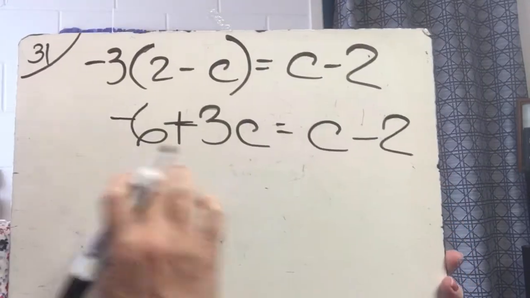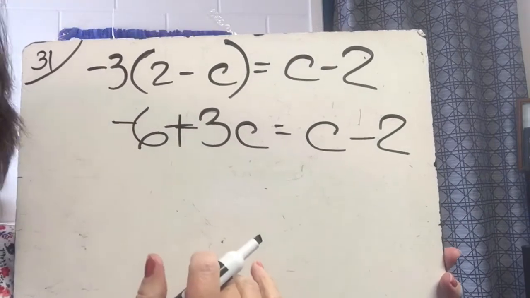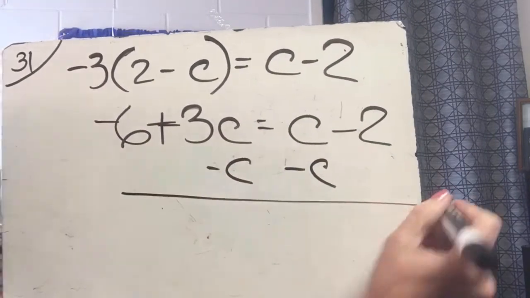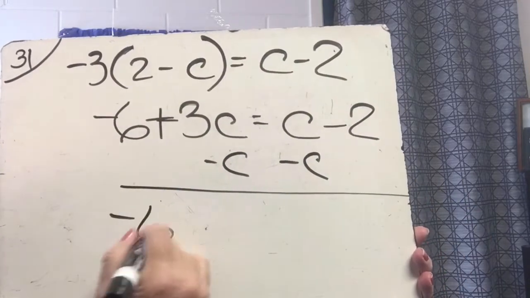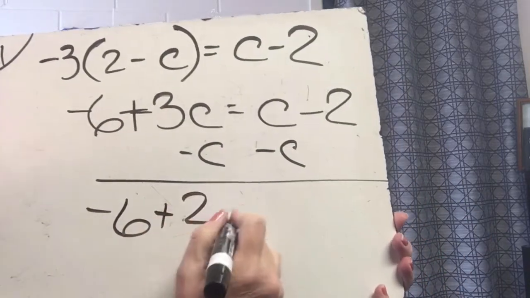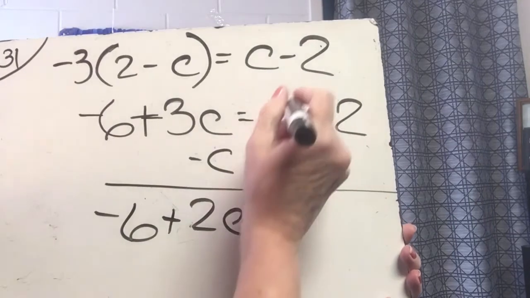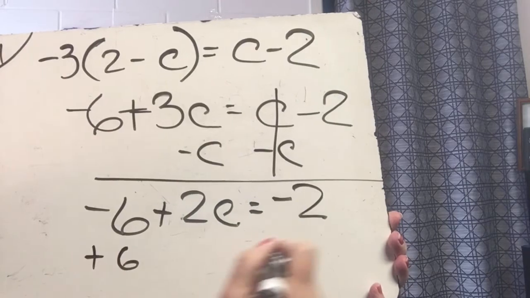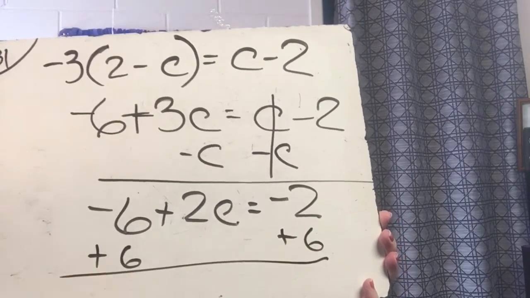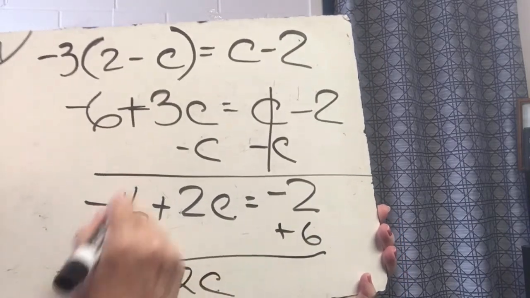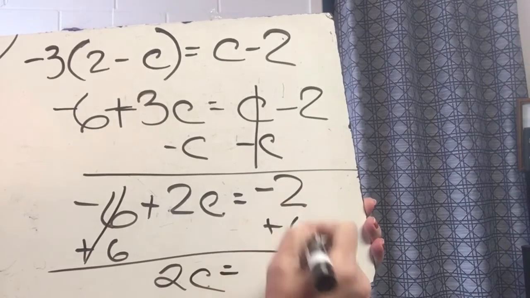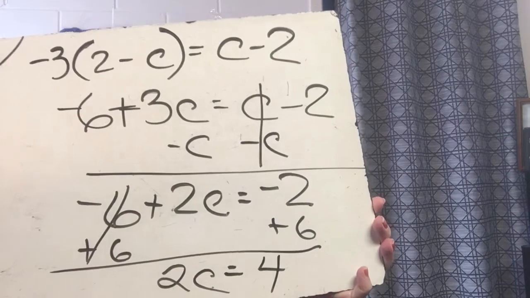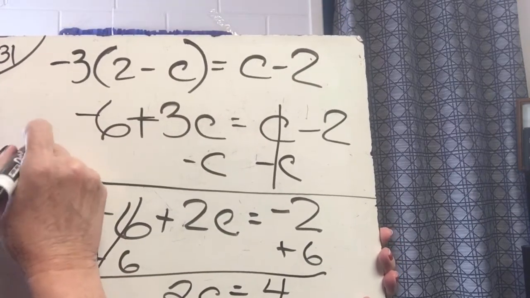So now we're going to get all of our c's on one side. We're going to subtract a c and subtract a c. And that's a 1c, right? So we get negative 6 plus 2c equals negative 2. So now we're going to add a 6 to get rid of the 6 that is bothering our 2c. And we end up getting 2c is 4. Okay, so if 2c is 4, then isn't c equal to 2?